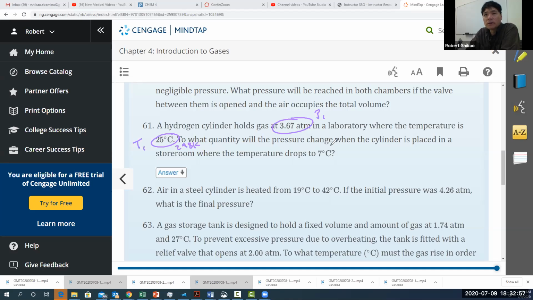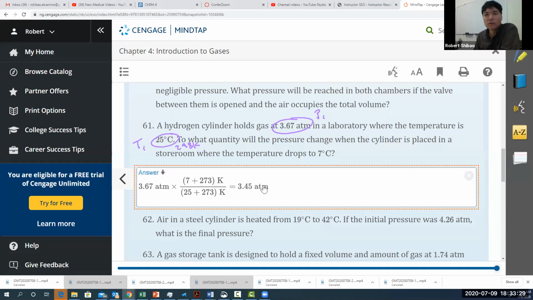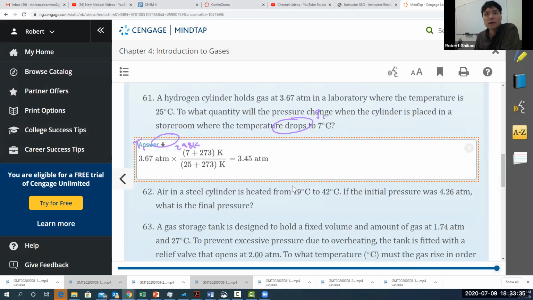Oh, I think we did this. Did I do this one? Yeah, this one we did, because I misunderstood the wording here. When they say change, I'm thinking change is the delta, delta P in this case, because the pressure is changing. So I was thinking they're asking delta P rather than P2. When we look at the answer here, they were asking for P2 rather than the delta P, which was 3.45. And the delta P was minus 0.22 atmospheres. I think that was it. So we did that one.